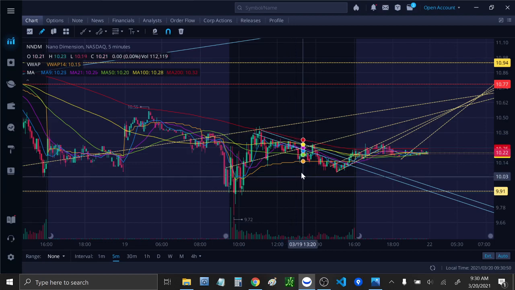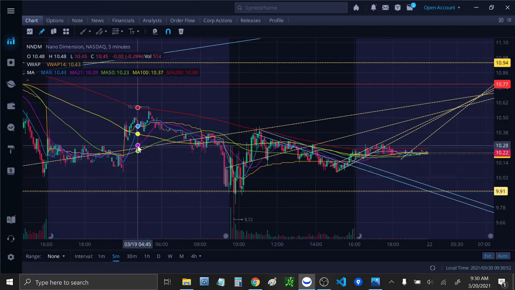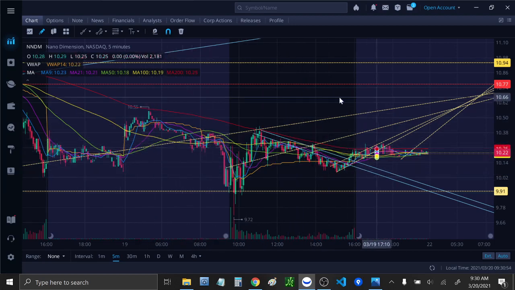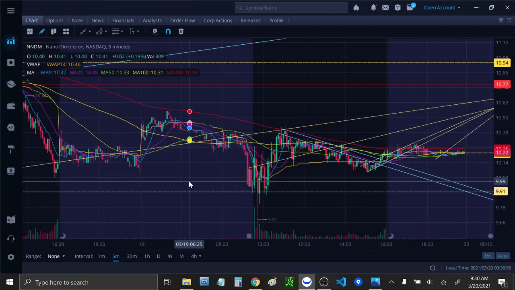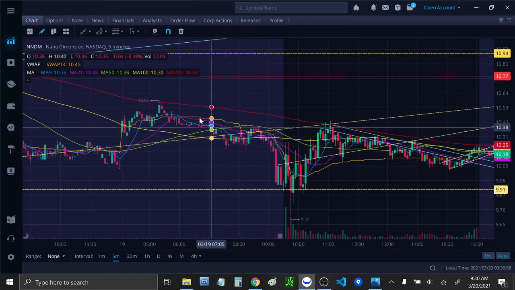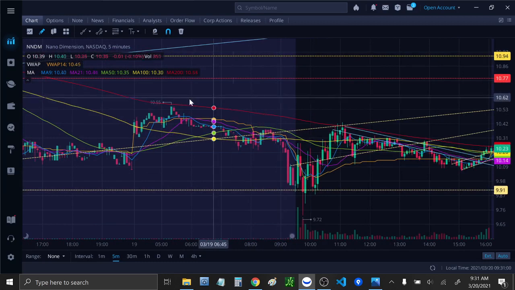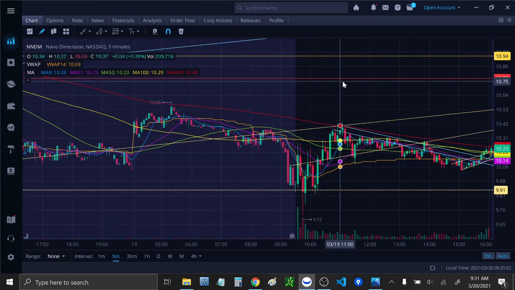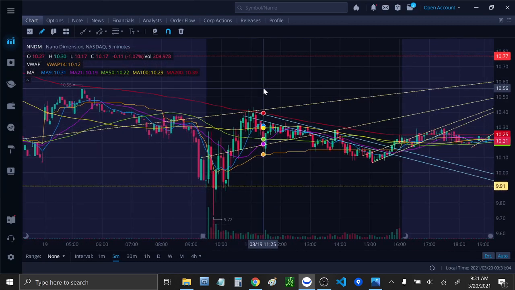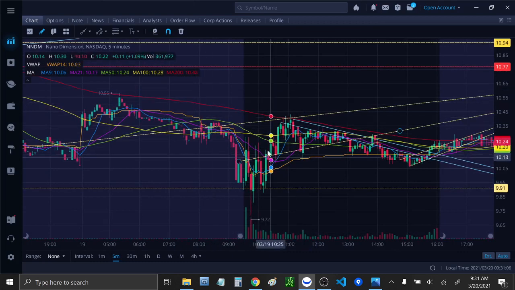Alright, so basically Nano Dimension did manage to get up on that angle to ride up higher. However, it was kind of held back by the 200 MA on the 5-minute scale, and from there continued to dribble down.